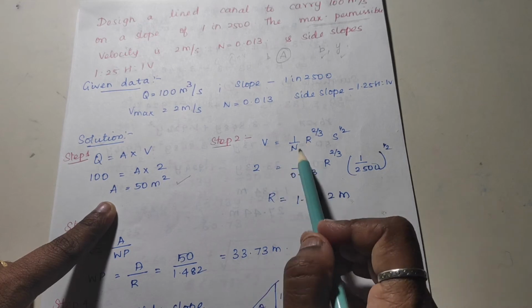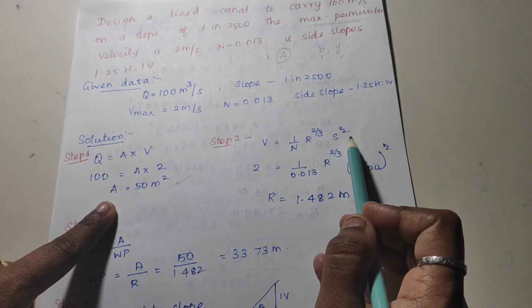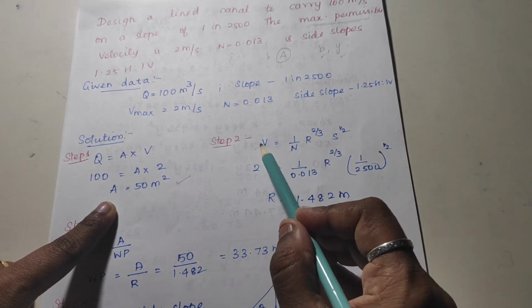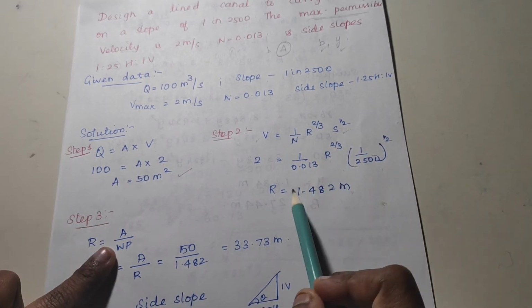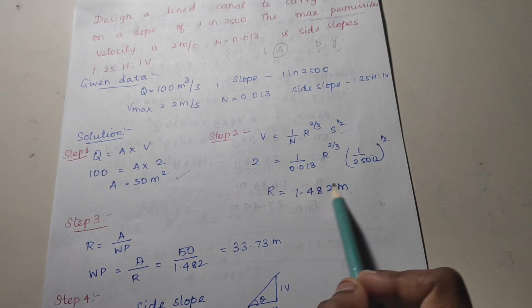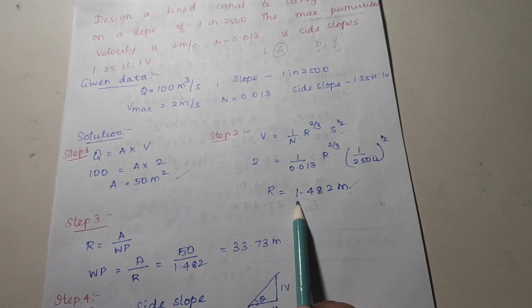So V is equal to 1 by n, R raised to 2 by 3, S raised to half. So here V is known, S is given, we don't know what is R. R is nothing but hydraulic mean depth or hydraulic radius. So that you can easily find out what is R.